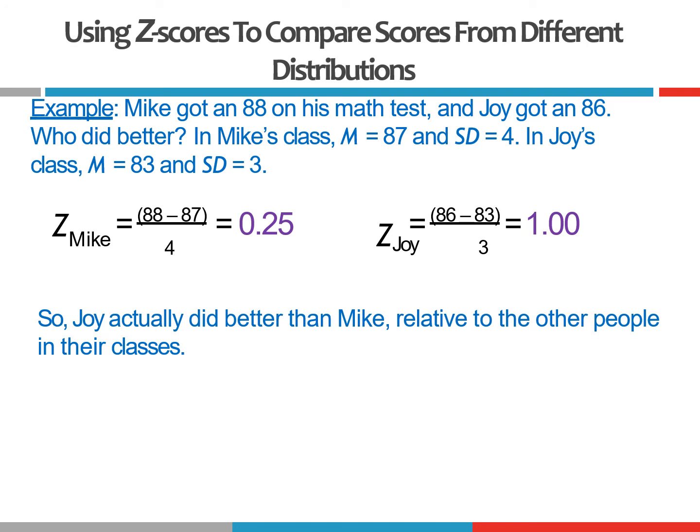In contrast with Joy, her score was an 86. So we would subtract the sample mean, which is 83, and divide it by her sample standard deviation, which was 3, and we get a value of 1.00. So Joy's score is 1 standard deviation above the mean. Joy actually did much better than Mike relative to the other people in their classes.